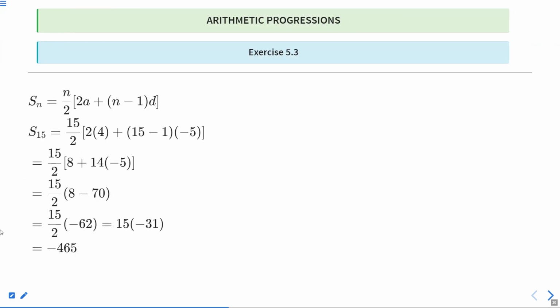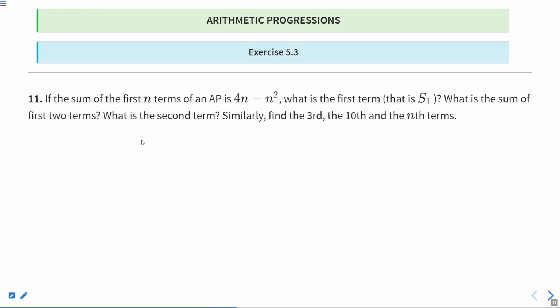The sum of first n terms Sn is equal to n by 2 times 2a plus n minus 1 times d. Now S15 is equal to 15 by 2 times 2 into 4 plus 15 minus 1 times minus 5, which is equal to 15 by 2 times 8 plus 14 times minus 5, which is equal to 15 by 2 into 8 minus 70, which is equal to 15 by 2 into minus 62, which is equal to 15 into minus 31, which is equal to minus 465. Okay, now let us move to the next question.